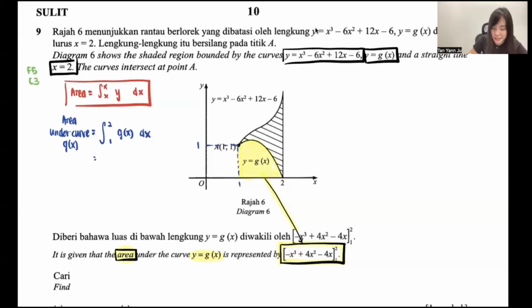Then after that, what is your next step? Actually, your next step, you should start to integrate it. So you should integrate your g(x). Don't tell me, teacher, g prime x. No, that one is called differentiate.